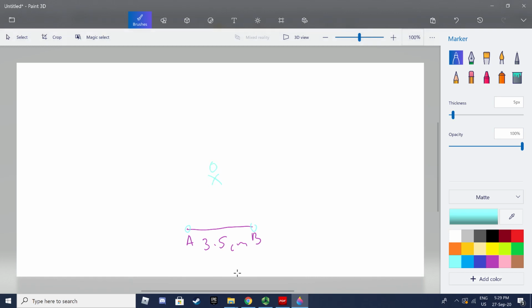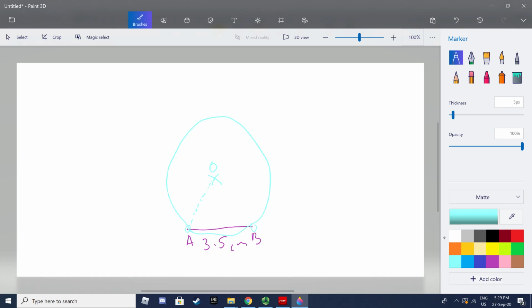So this is center O. From center O, with the opening of OA, using the compass, you try to draw the circle. Suppose you need to have a good circle. This one has a radius of 3.5 cm.